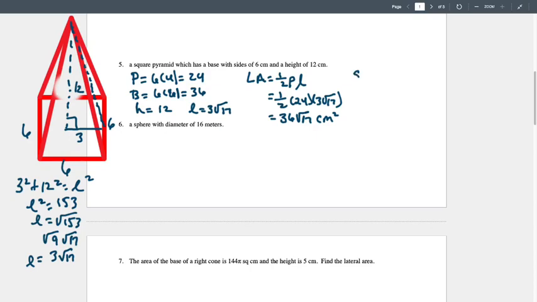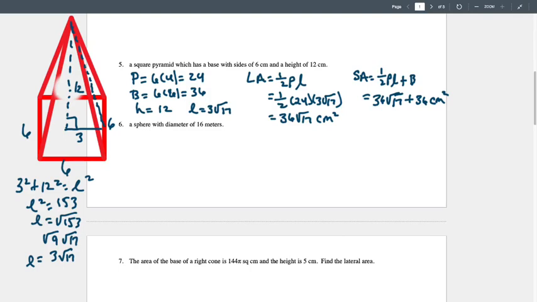Then we're going to do a total surface area, which takes that lateral area and adds the area of your base. Sorry. So my lateral area is 36 square root of 17. The area of my one base we already figured out was 36. I can't add those together because they're not like terms. So that would be my total surface area. If I ask you for it to be exact, that would be your exact answer.